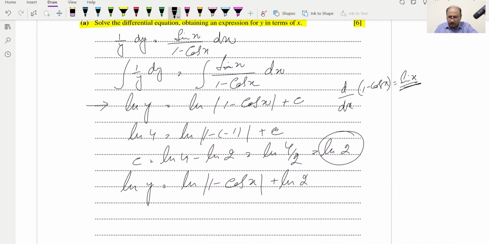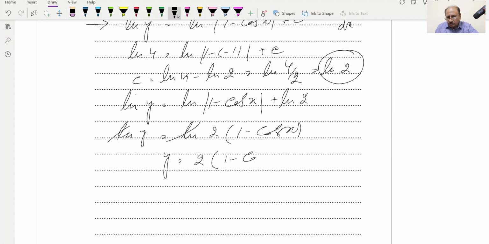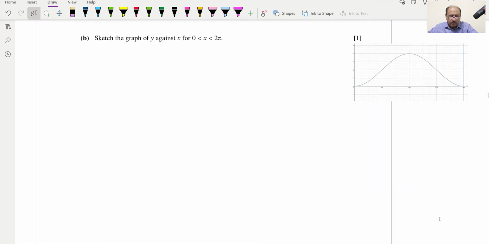Now we can get rid of log. Before removing log we can apply multiplication rule of log over here, and we can write log of 2 times 1 minus cos x is equal to log of y. So log we can leave, and this will be y is equal to 2 into 1 minus cos x, and this will be y in terms of x. This is also done. Now we can move towards the sketching of this one. Sketch the graph of y against x for x varying from 0 to 2 pi.